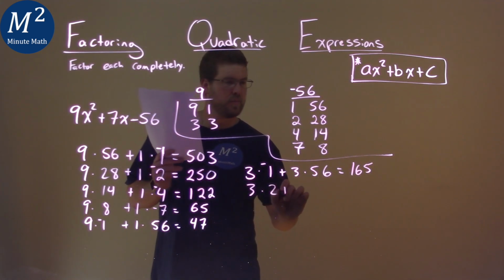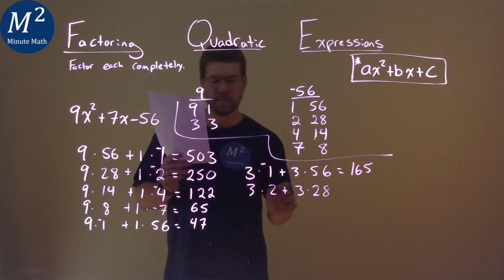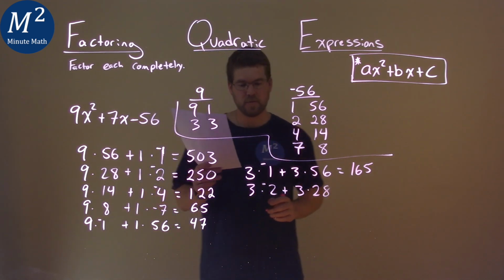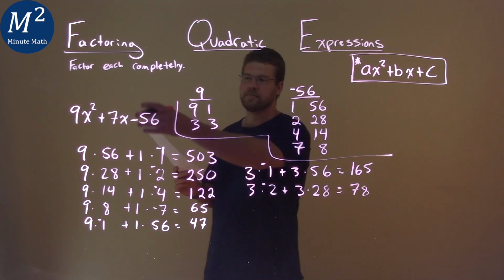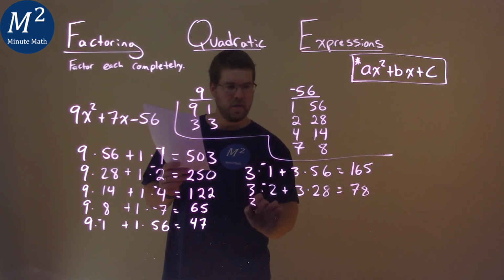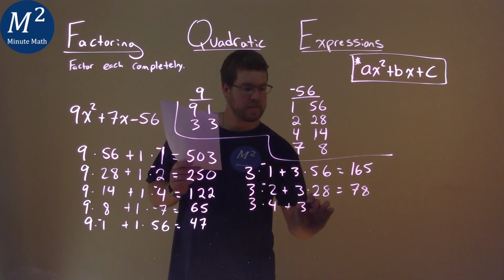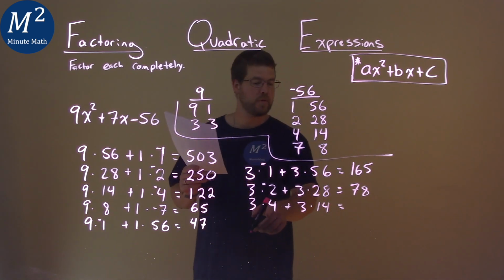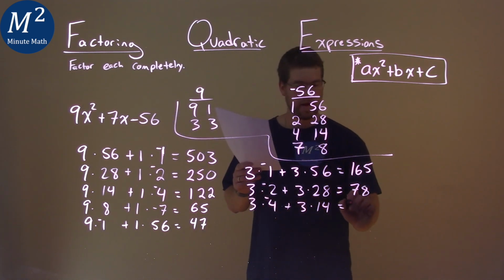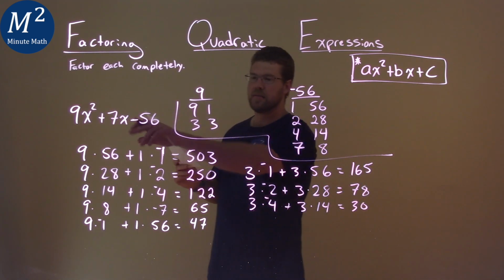3 times 2 plus 3 times 28. The smaller of the two is a negative 2 there. And that comes out to be a 78. Again, not a positive 7. 3 times 4 plus 3 times 14. Well, 3 times 4 is clearly smaller. We multiply that out and we get a positive 30. Again, not 7.